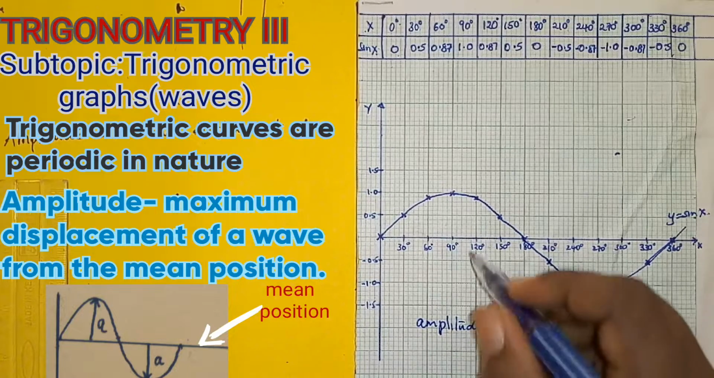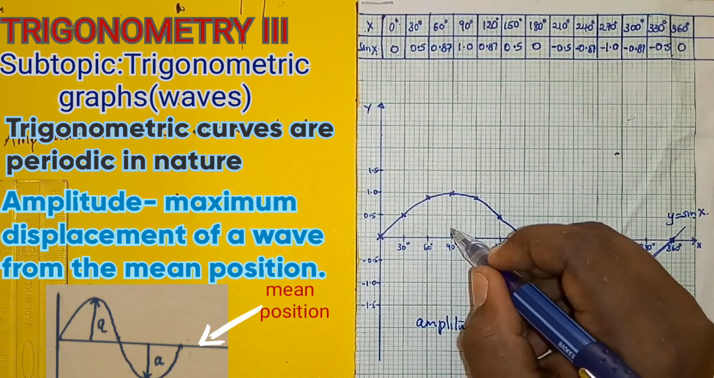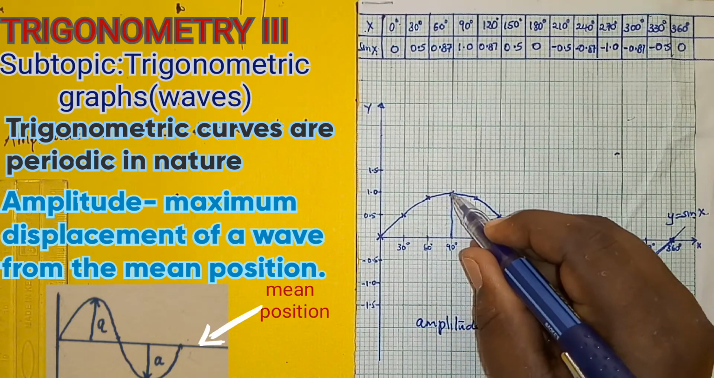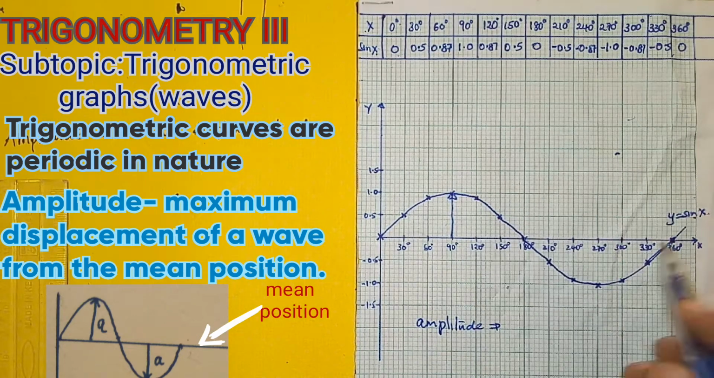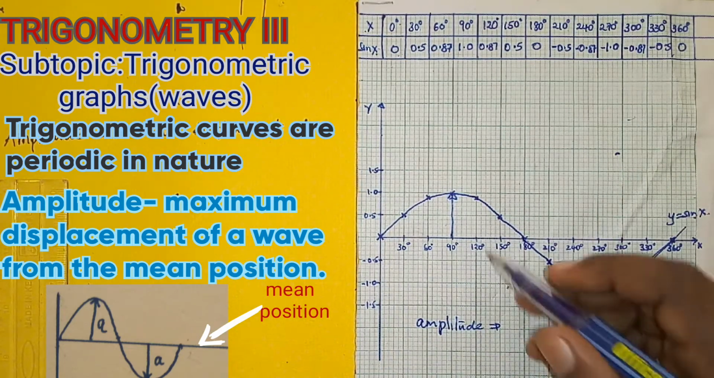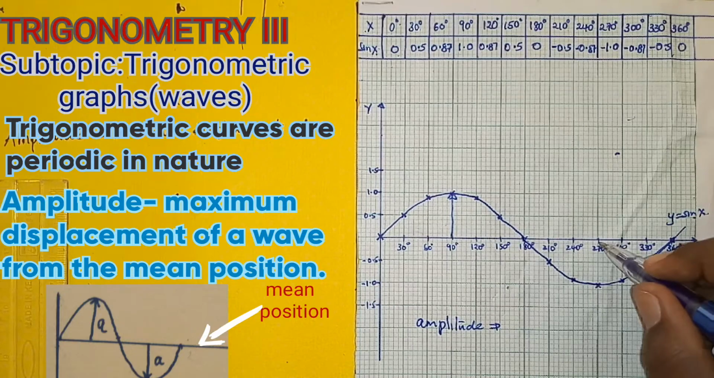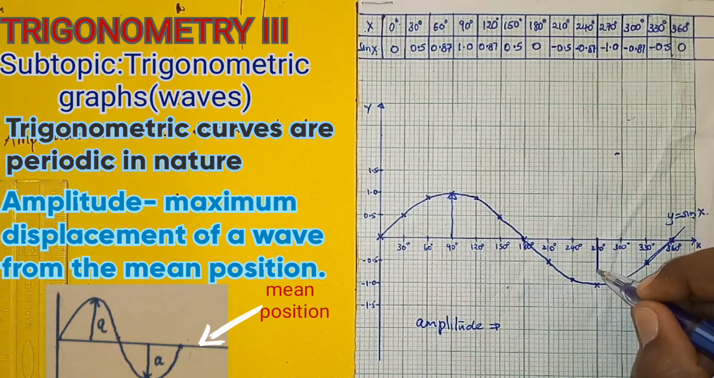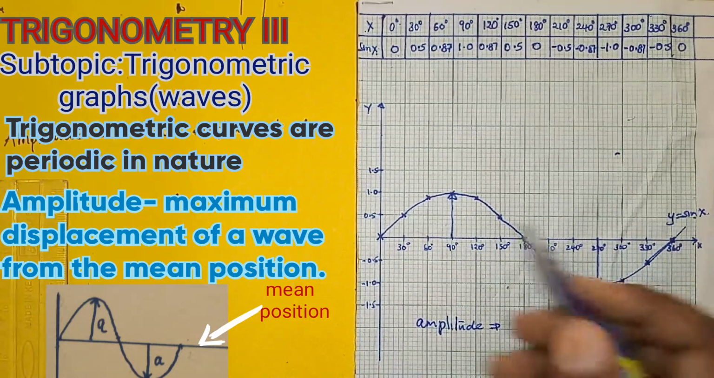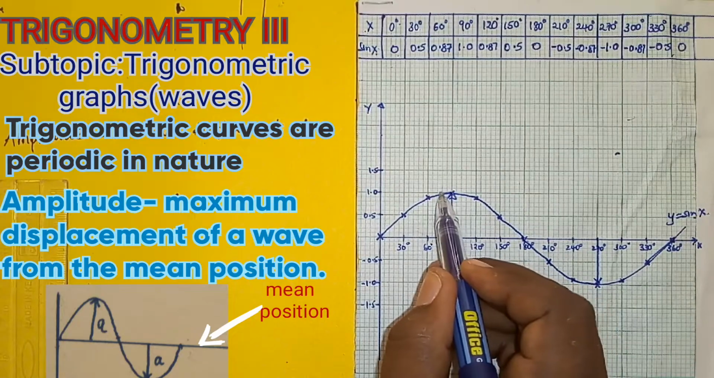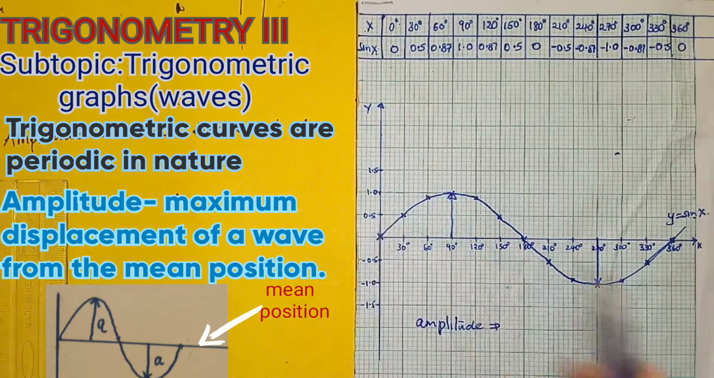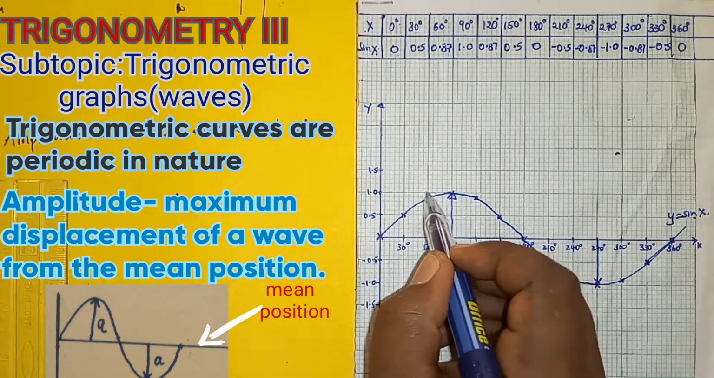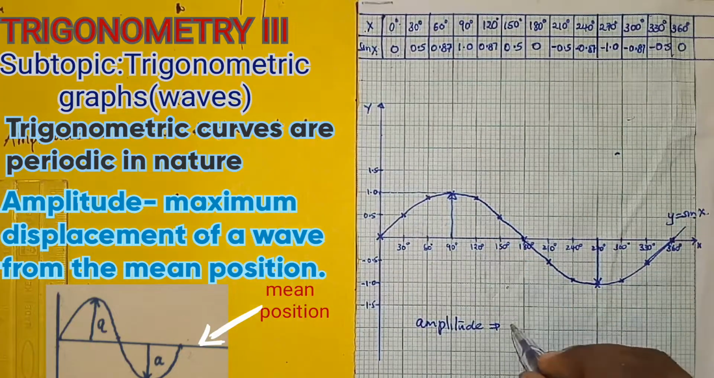Now the amplitude will be the maximum displacement from the mean position or from the x-axis, either above the x-axis or below the x-axis. And you can see the maximum displacement is 1. So therefore the amplitude is 1.